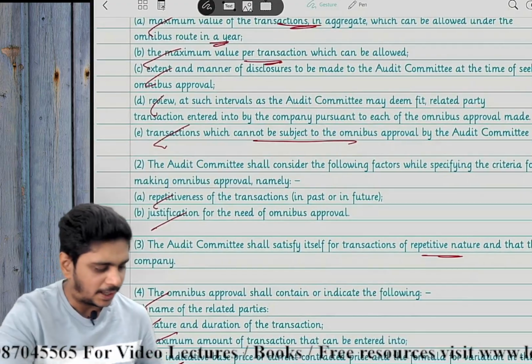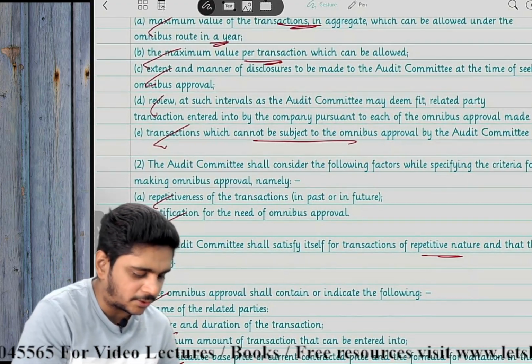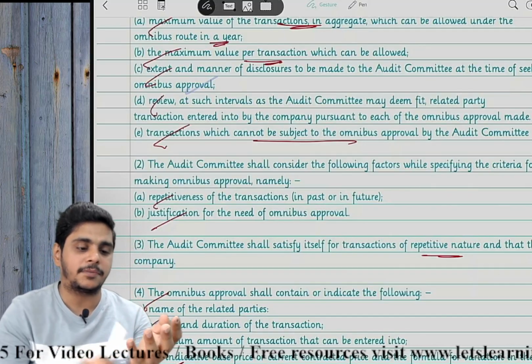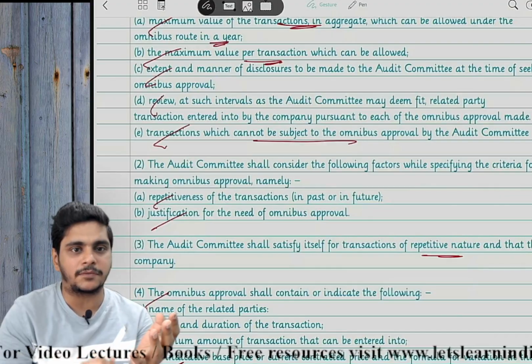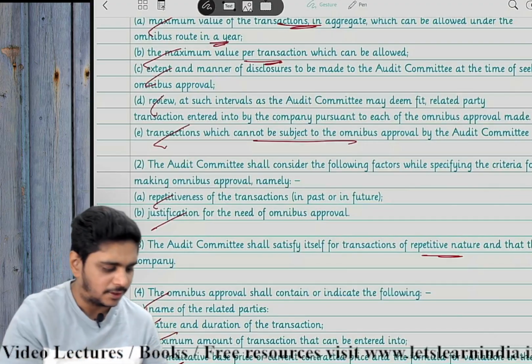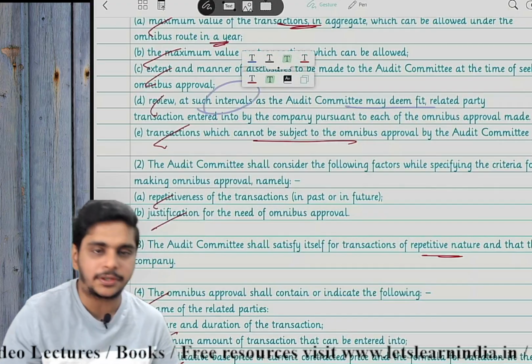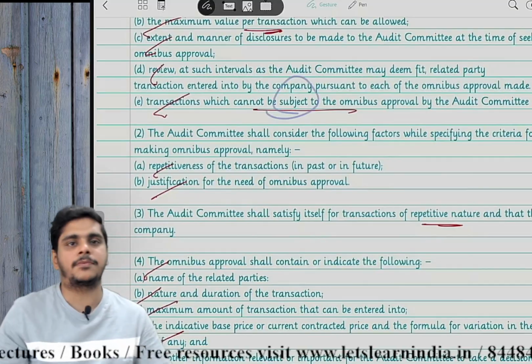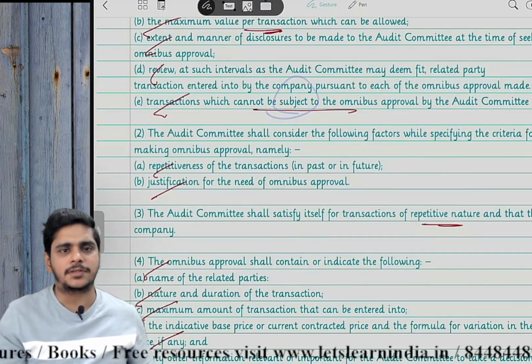Then the extent and the manner of disclosures to be made to the audit committee at the time of seeking omnibus approval. With whom you are doing a transaction, name of the person, what time, what is the value of the transaction, all those details we will give. Review at such intervals as the audit committee may deem fit. Then transactions which cannot be subject to omnibus approval. These 5 transactions we will not give omnibus approval.